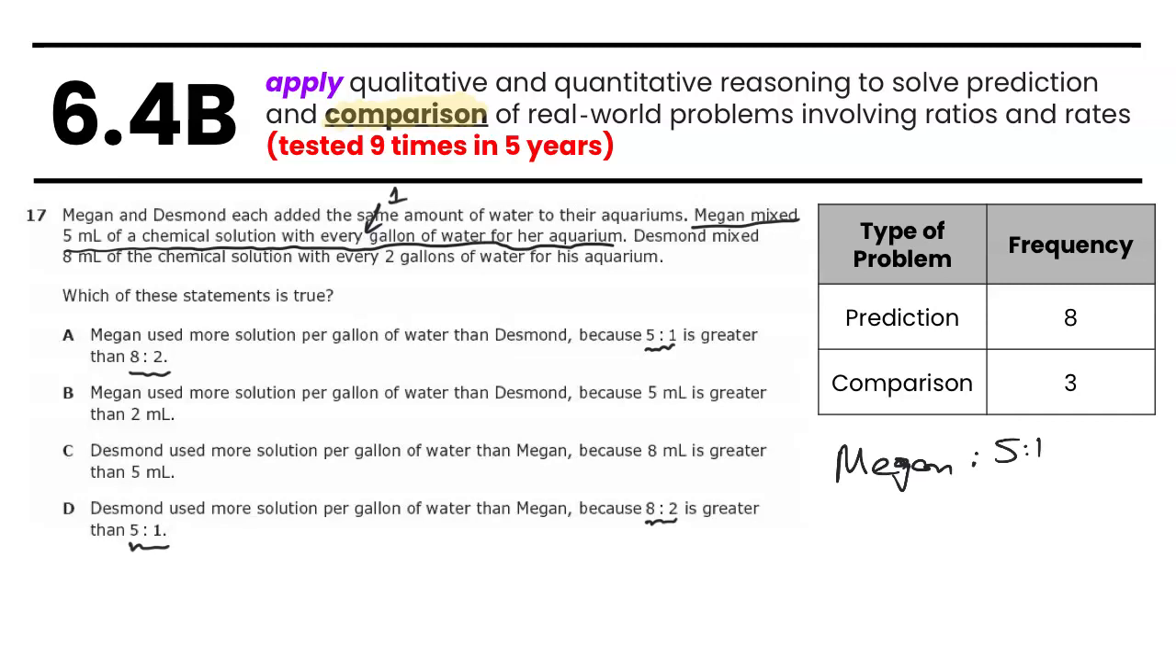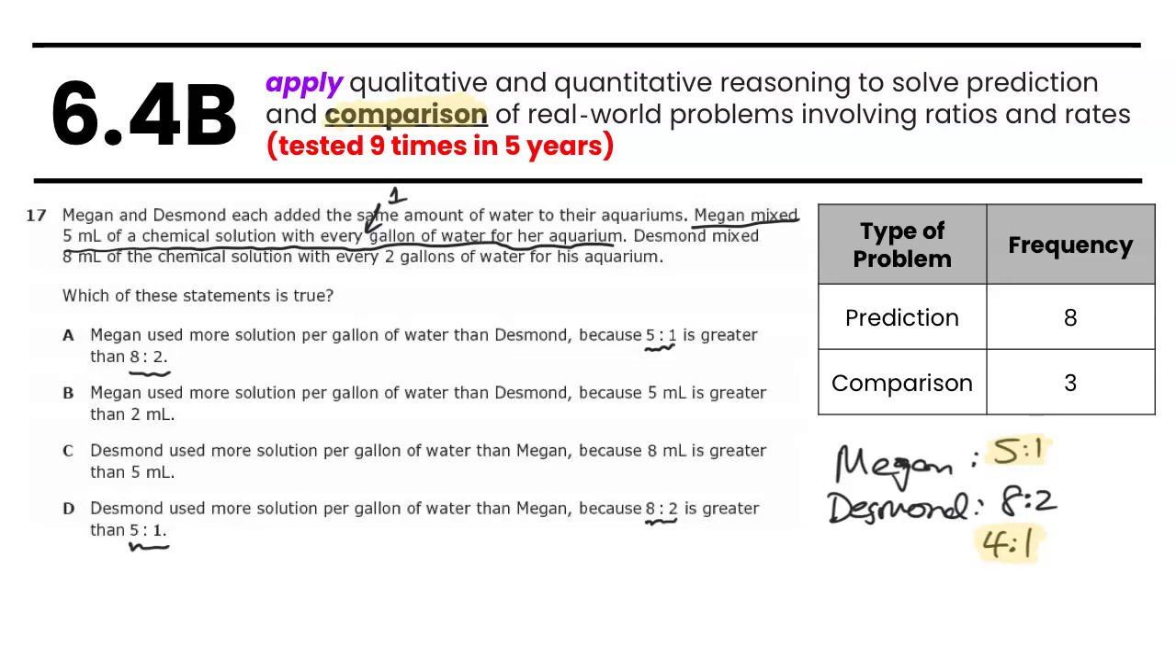Then for Desmond, we have a ratio, as we are told in the problem, of 8 to 2. So a ratio of 8 to 2, which would obviously mean from there, if I do some reducing, that is 4 to 1. So there are 4 milliliters of chemical solution for every 1 gallon of water. And that's what you want students doing. You want them always taking it back, if possible, to a denominator of 1, so that they are comparing ratios that have the same denominator.